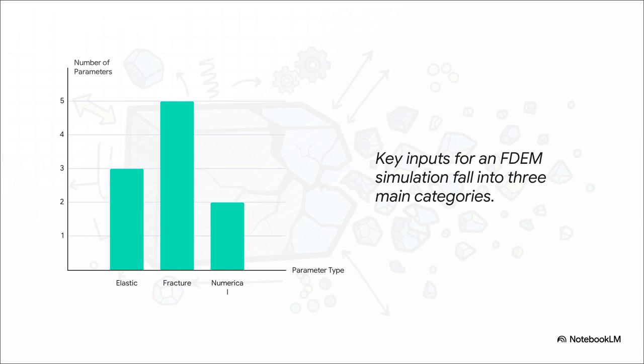Of course, to run one of these powerful simulations, you can't just press go. You've got to feed the model some key info. You basically have to answer 3 main questions. First, what's this material like before it breaks? Those are your elastic parameters. Second, what are the rules for how it breaks? That's your fracture parameters, things like tensile strength. And third, you need a few numerical inputs just to make sure the simulation runs smoothly and doesn't blow up.